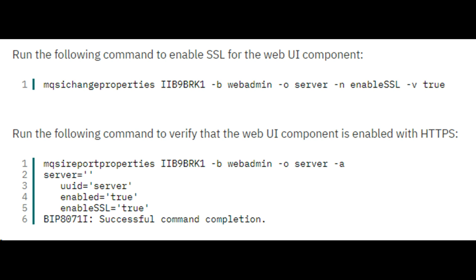Then we need to enable SSL in the broker, right? Like in the node. For that, we need to use mqsichangeproperties and the broker name. Or is it mqsichangebroker? Some command like that. I'm just looking at the command. So mqsichangeproperties and the broker name, -o BrokerRegistry, brokerKeystore.